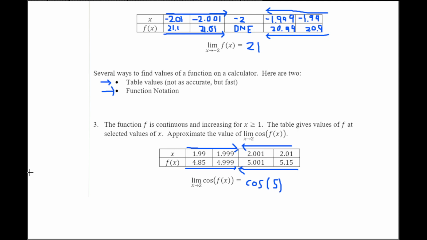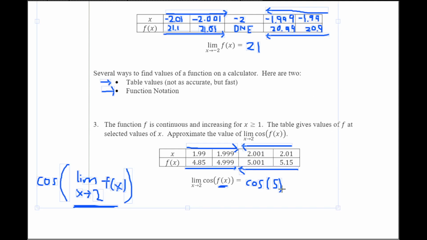Another way you can think about this is if you just kind of rewrote this problem as cosine of and just put the limit on the inside. You see here, we're just putting limit on the inside. This right here is equal to 5. So we just replaced it right here. The limit as x approaches 2 of f of x is just equal to 5. So just do it like that.